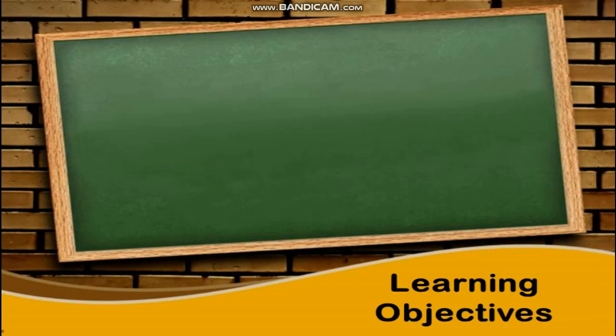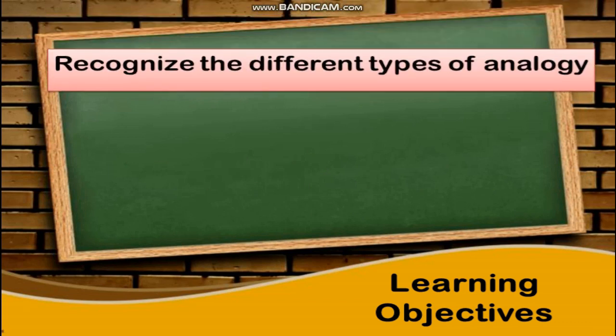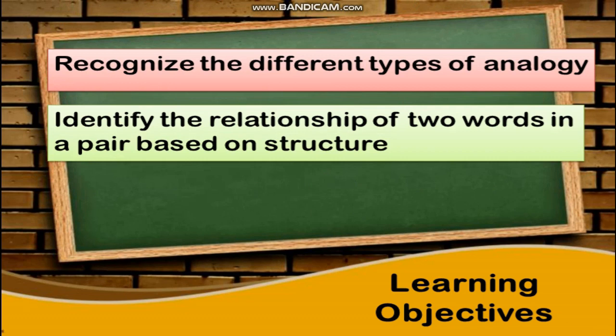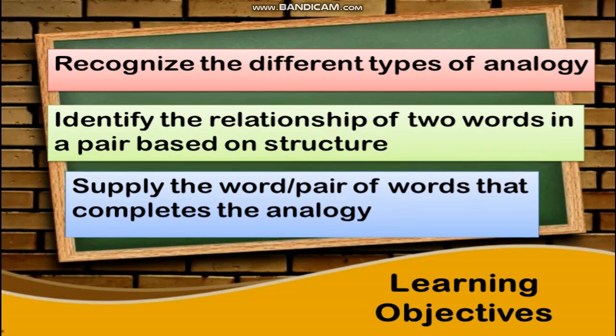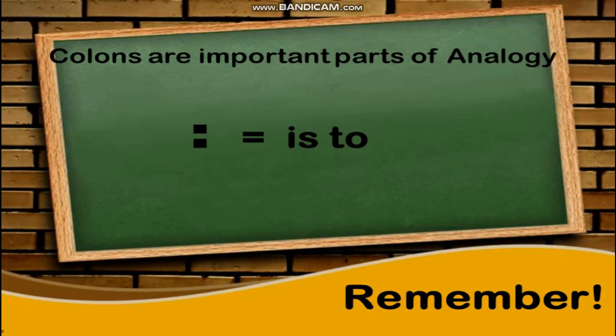Let me present to you the learning objectives of this lesson. At the end of this lesson, you will be able to recognize the different types of analogy, identify the relationship of two words in a pair based on its structure, and supply the pair of words that completes the analogy. We have to remember that colons are important parts of analogy.